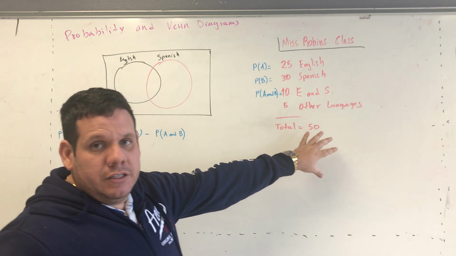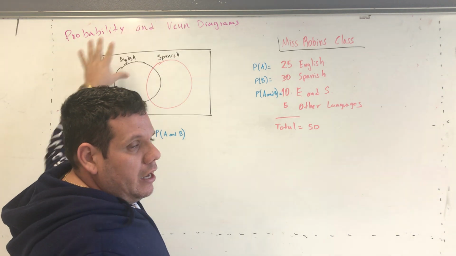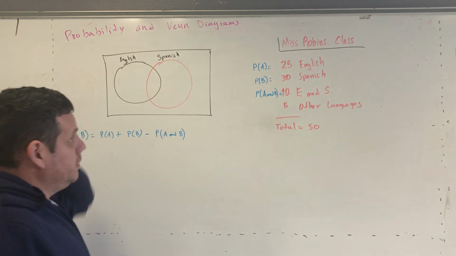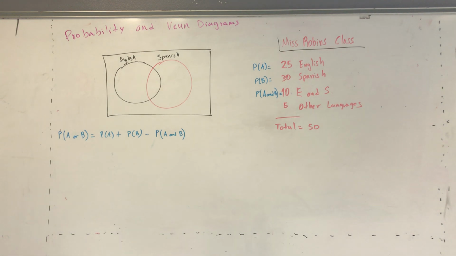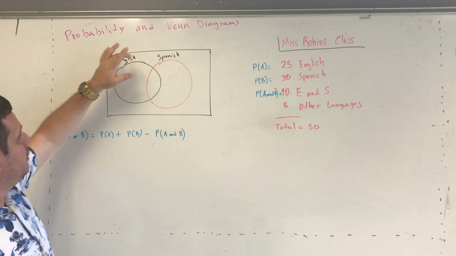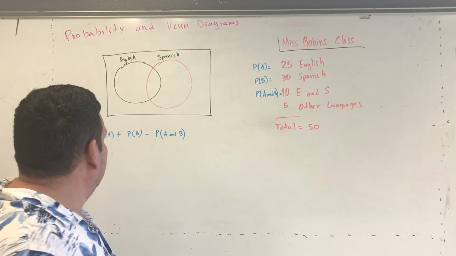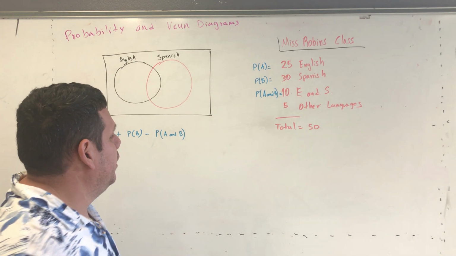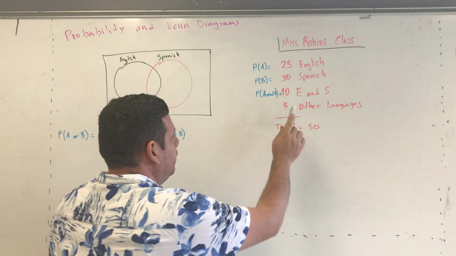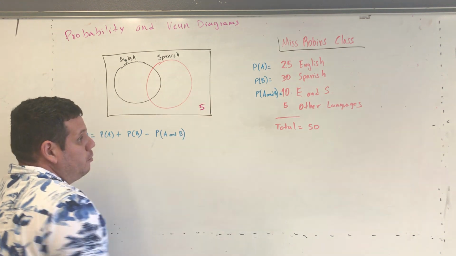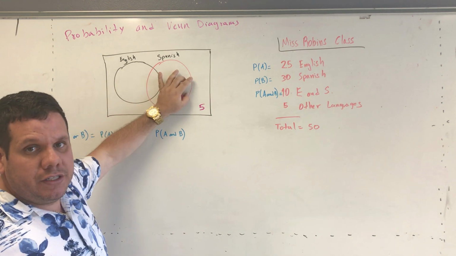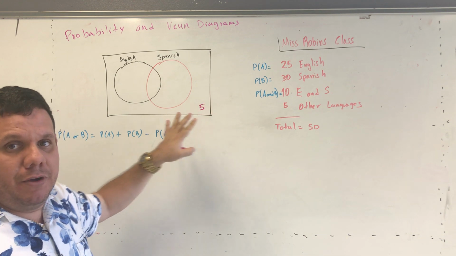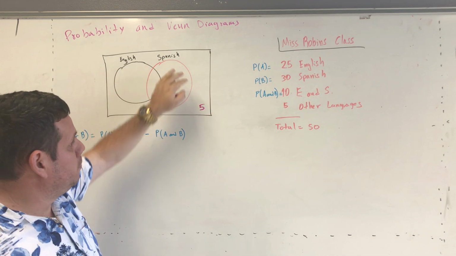So those 50 students are inside this sample space that is Miss Robin's class, okay? So please take a look at that Venn diagram, and you can see that we have two different sets, okay? The first one is called English and the second one is called Spanish, okay? And we're going to organize all this data inside the Venn diagram. The first thing and the easiest is this 5 because it's outside of English and it's outside of Spanish, it is just in the class.